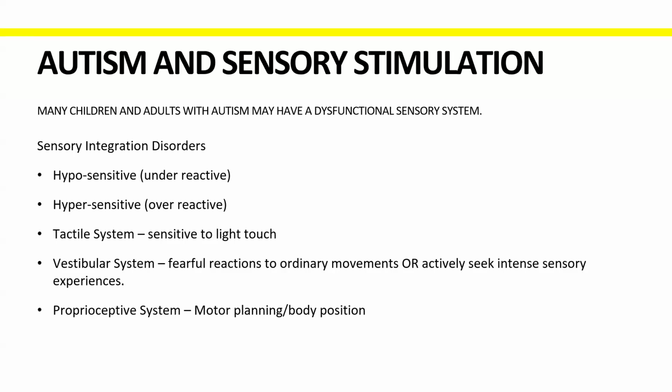Lastly, a dysfunction in the proprioceptive system is defined by a lack of bodily awareness and motor planning. This could manifest as clumsiness, a lack of awareness of body position in space, or resistance to new motor movement activities.